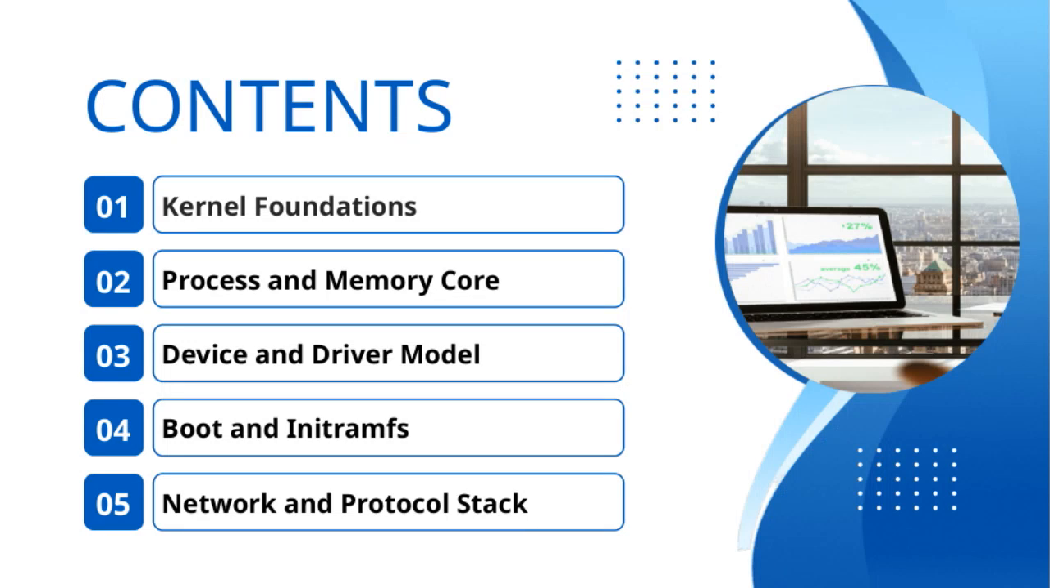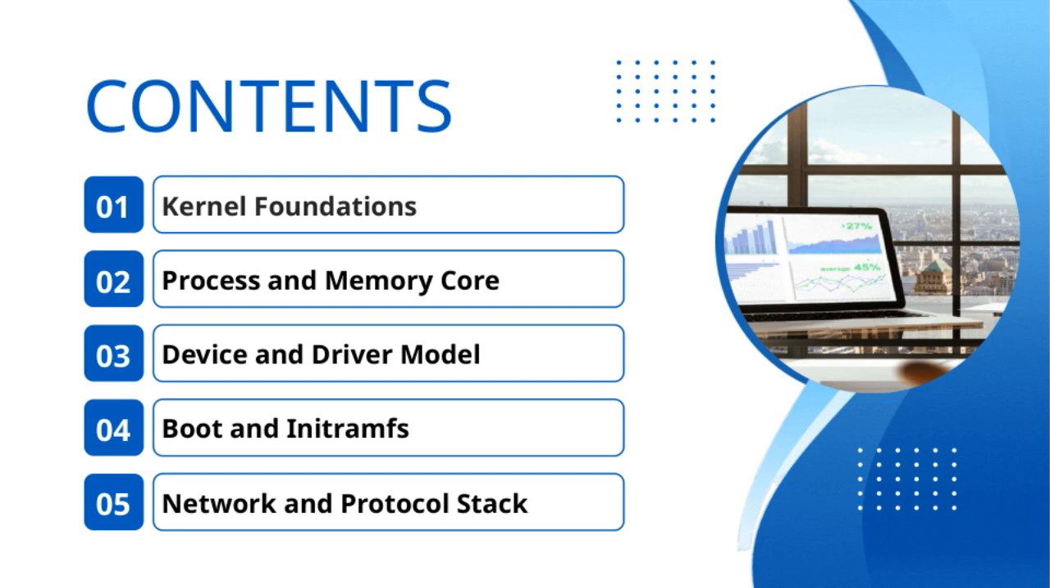We start with the network and protocol stack, which is fundamental for enabling communication between different systems and devices. This stack ensures data can travel reliably across networks, from physical transmission up to application-level protocols. Next, we have boot and initramfs, the initial steps that occur when a system starts up. This phase is critical for preparing the environment, loading essential components so the system can operate smoothly.